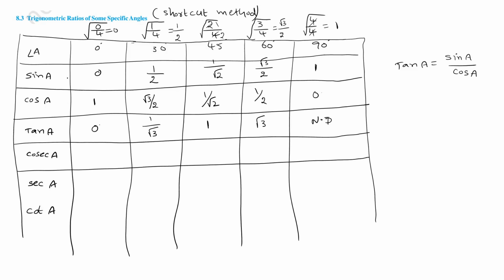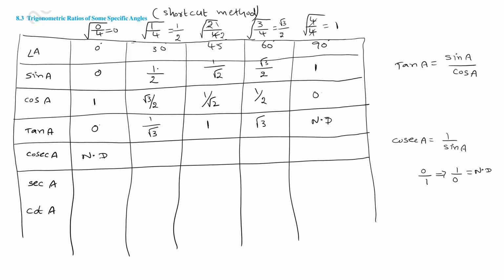Cosecant is nothing but the reciprocal of sine. So cosecant A is equal to 1 by sine. For cosecant here, 0 is there. So the reciprocal of 0. Actually 0 can be written as 0 by 1. The reciprocal of 0 will be 1 by 0. 1 by 0 means this value will be not defined. So cosecant 0 will be not defined.